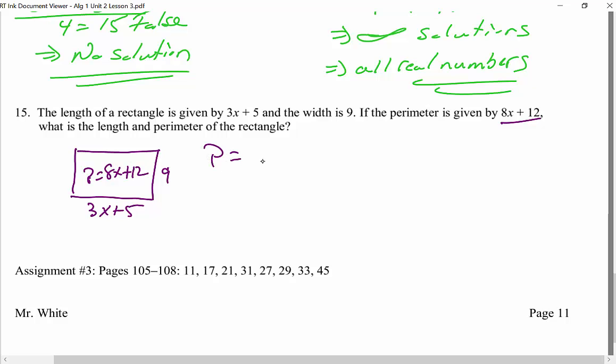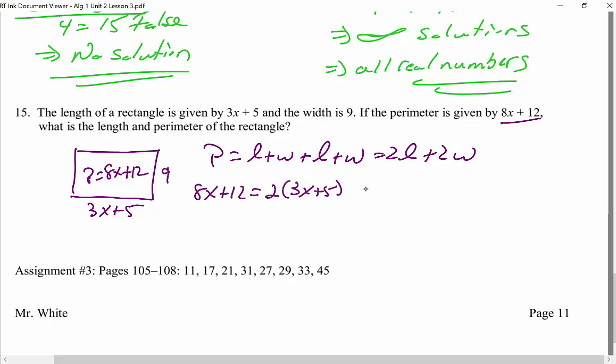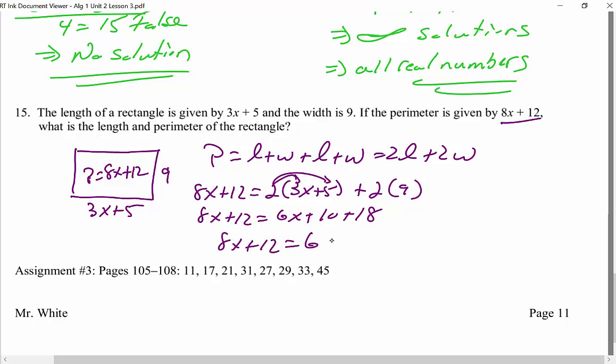So if you wanted to find perimeter, normally you do length plus width plus length plus width, or 2 times the length plus 2 times the width. Well, in this case, the perimeter is 8x plus 12. The length is 3x plus 5. The width is 9. So if we simplify, that's 8x plus 12 equals 2 times 3 is 6x. 2 times 5 is 10, plus 2 times 9 is 18. So let's keep simplifying. So on the right, 10 plus 18 is 28.